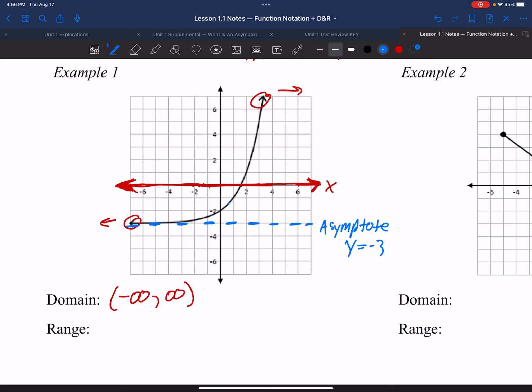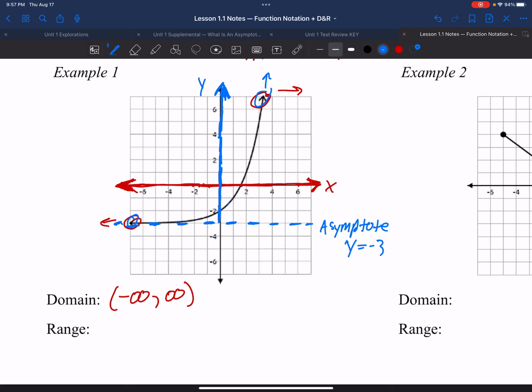Because if you remember, we read range up and down, right? So your y's are at this asymptote, and then they go up and up and up, all the way. You see, this arrow means it's going up. This arrow means it's going down to this line at the asymptote. Okay? Does that make sense? I hope it makes sense.